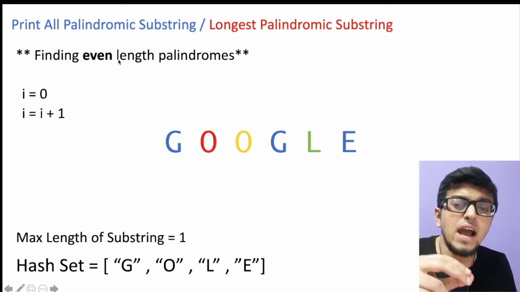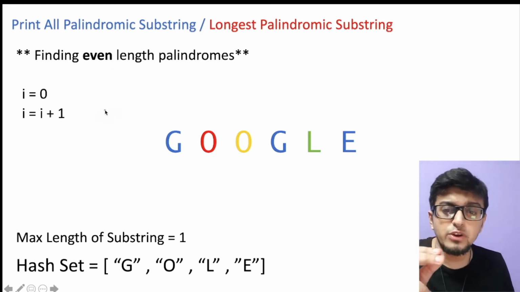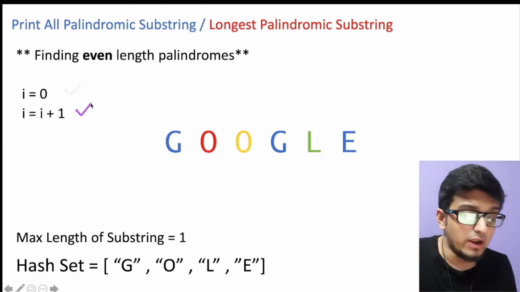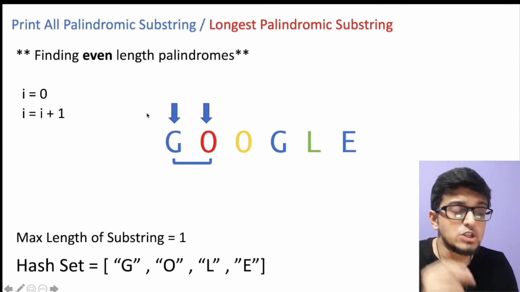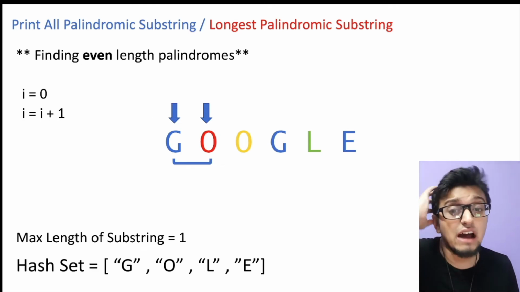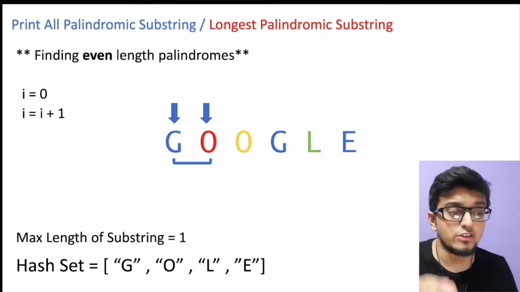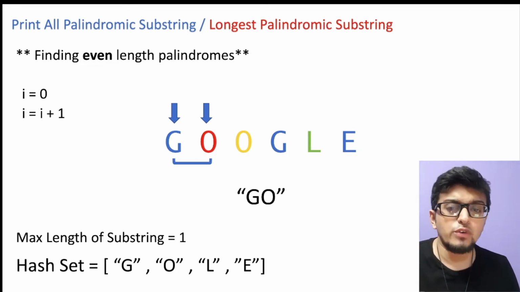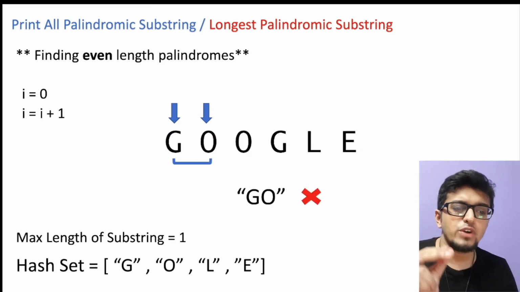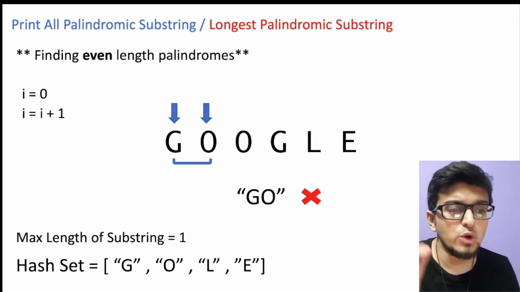Thus we will be making a window size from i equal to 0 to i equal to i plus 1, which is this 2. So for the first iteration we are having a window size of 2, which is though a substring, but this is not a palindromic substring. So what we will do, we will stop our iteration and we will move forward with i equal to 1.